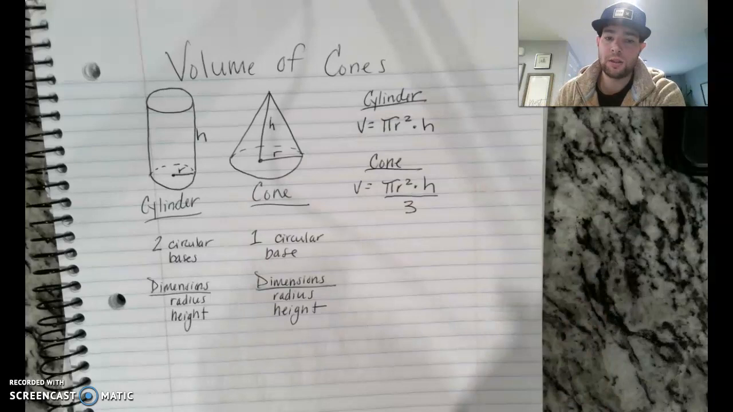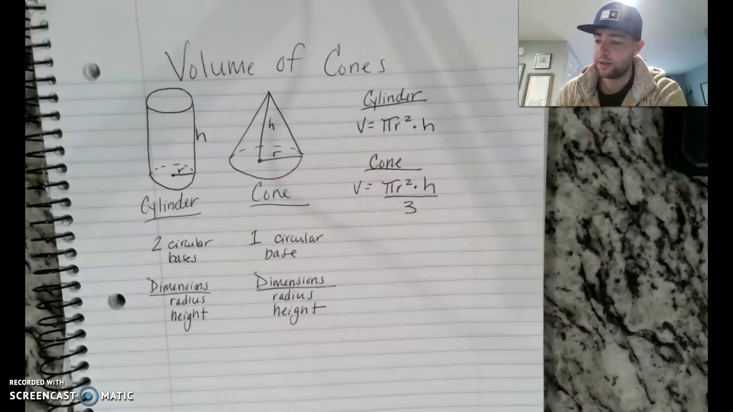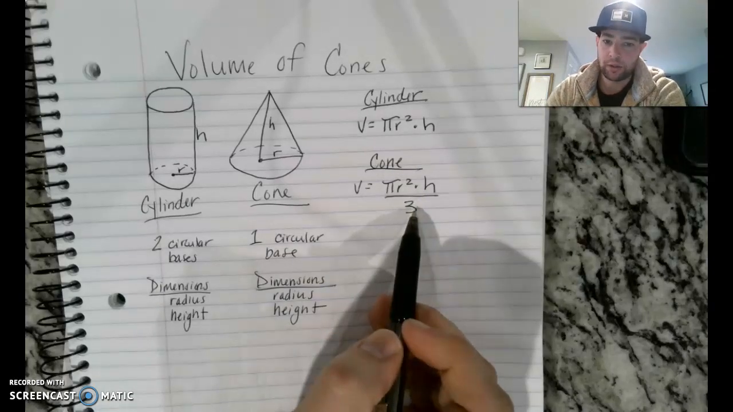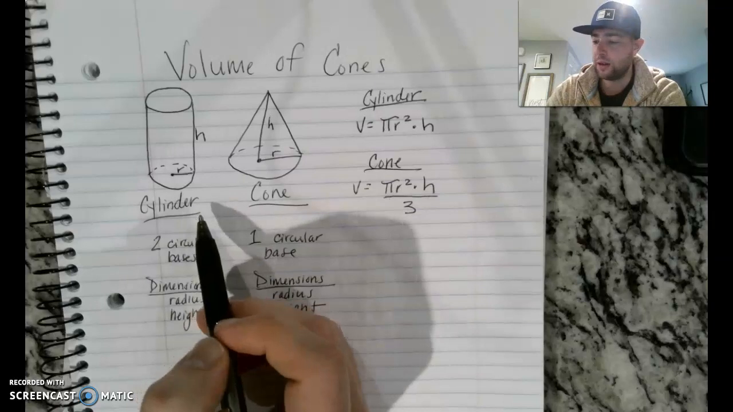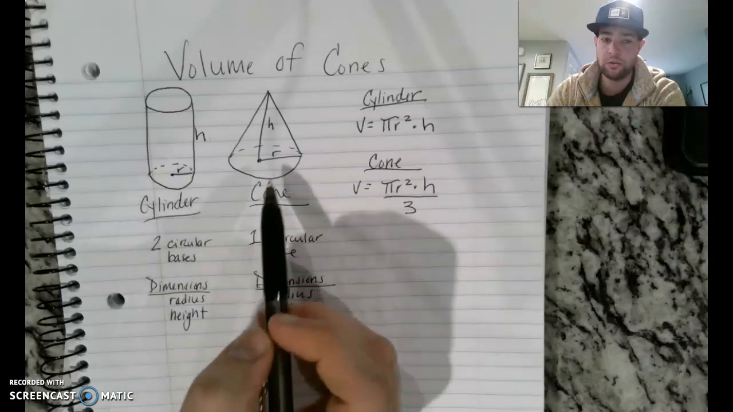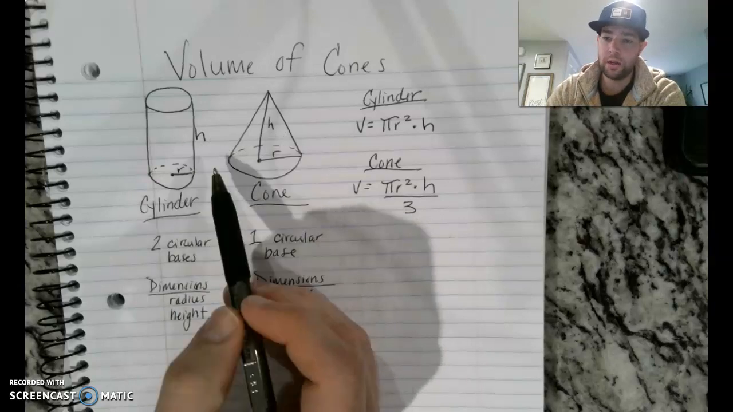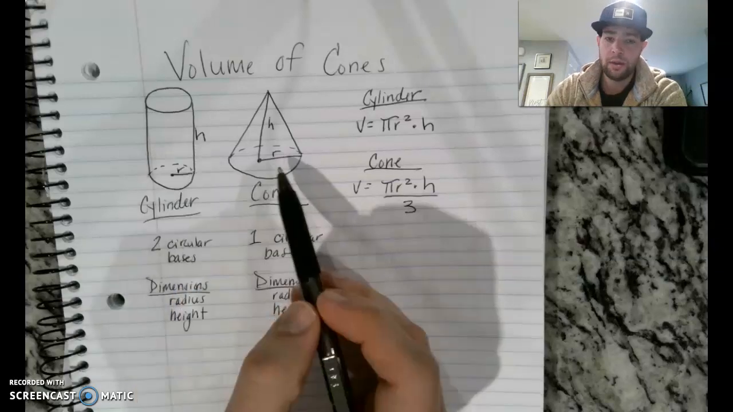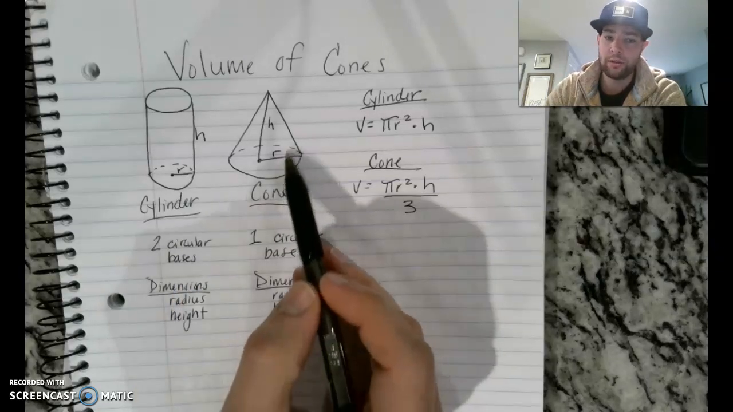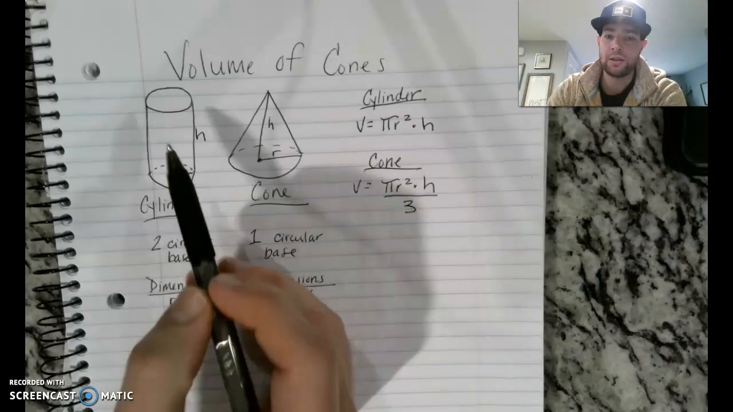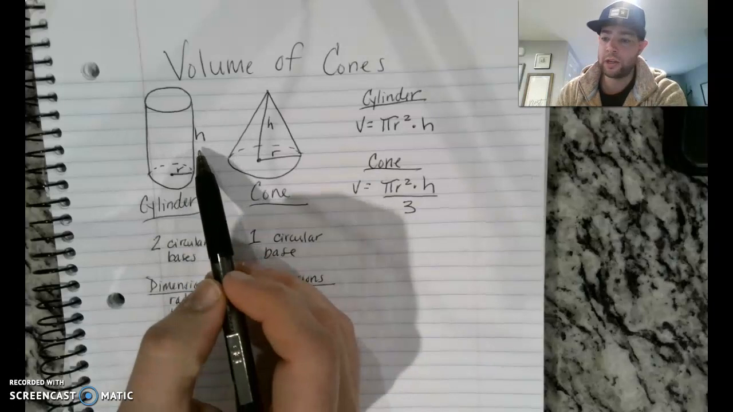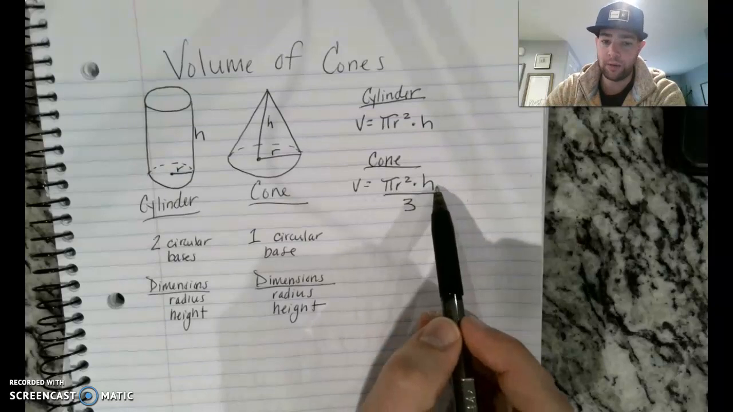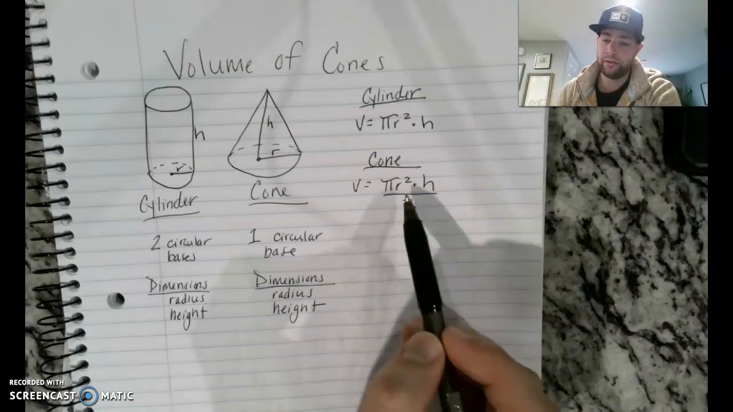The reason for that is because the cone only has one circular base instead of two, a cone is 1/3 the size of the cylinder, meaning that if I have the same radius and height for a cylinder and a cone, I can fill 3 times as much into the volume of a cylinder than I could as a cone, if that makes sense. So a cone can hold 1/3 the volume of a cylinder if they have the same radius and height. So the great thing for volume of a cone is it's the same formula, pi r squared times the height. However, we have to divide by 3 because it's 1/3 of the volume of a cylinder.